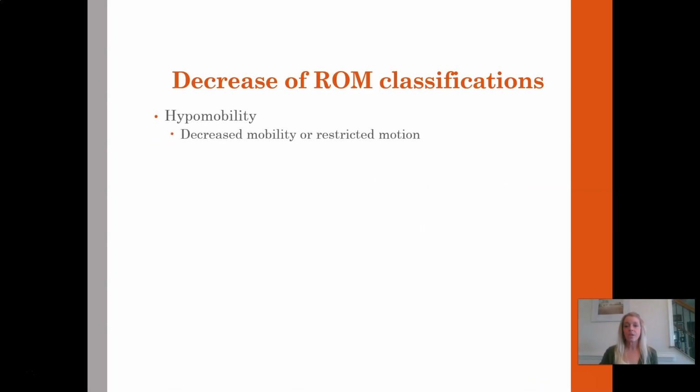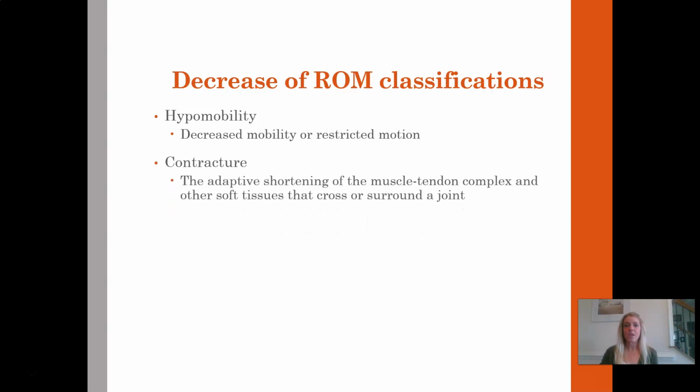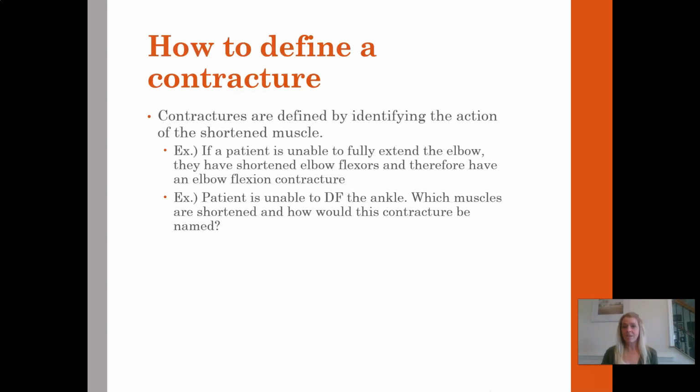So how we can look at classifications of decreased range of motion. Hypomobility is going to be decreased mobility or restricted motion. A contracture is going to be an actual adaptive shortening of soft tissue around a joint. And we will talk about the different types of contractures.